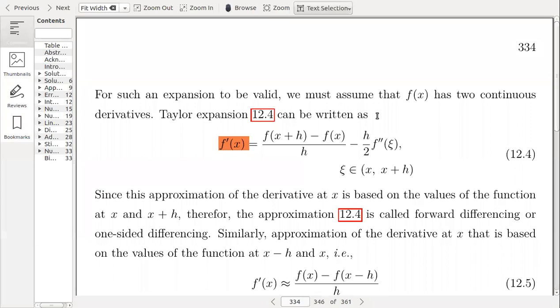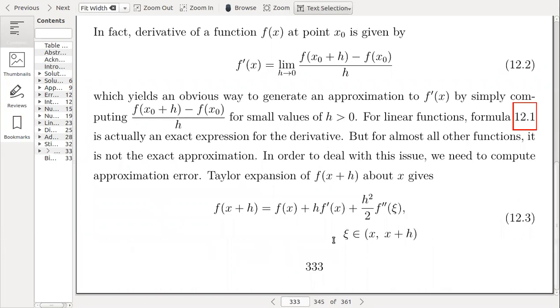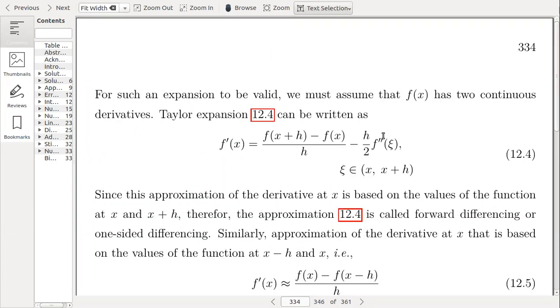Taylor expansion 12.3 can be written as f prime of x equals f of x plus h minus f of x over h, minus h by 2 f double prime of xi, where xi belongs to the interval x and x plus h. Since this approximation of the derivative at x is based on the values of the function at x and x plus h, the approximation is called forward differencing or one-sided differencing.